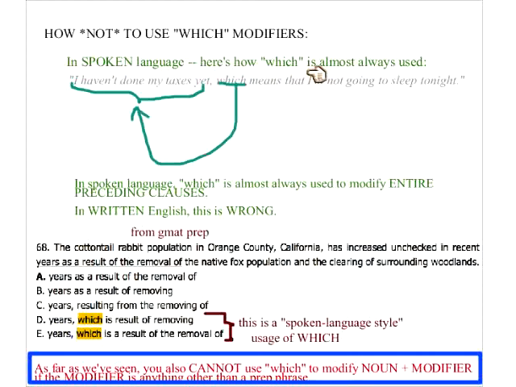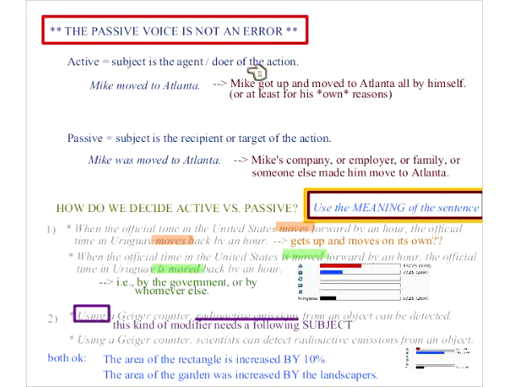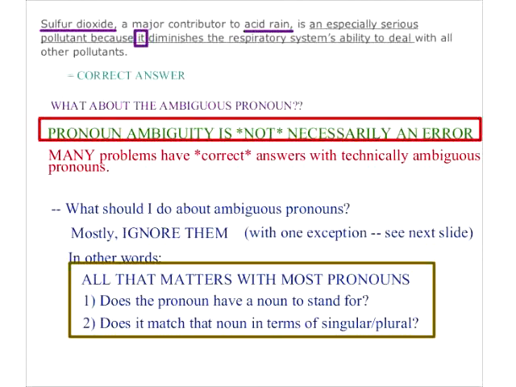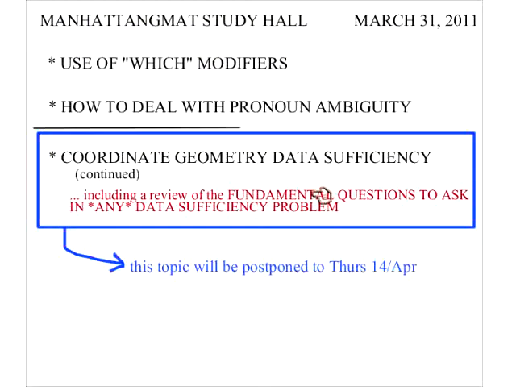Don't do that. Also, with ambiguity, there's all this noise about the passive voice. Remember that it's a meaning issue. It's not generally based on anything to do with grammar. So watch out for that. Finally, pronoun ambiguity is not necessarily an error. If you see a split between an ambiguous pronoun and a noun replacement, then eliminate it if it's the only thing you want to. Otherwise, just take the ambiguous pronoun and smile at it and ignore it. Okay, next time we'll do this.